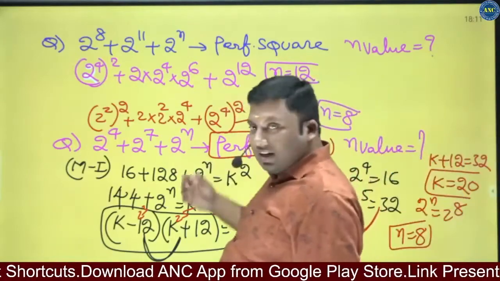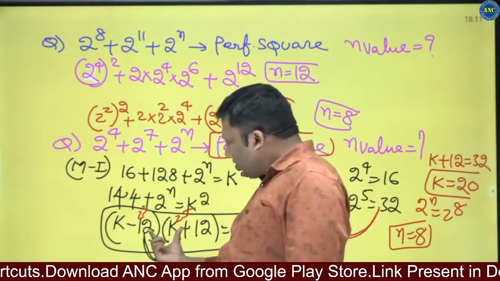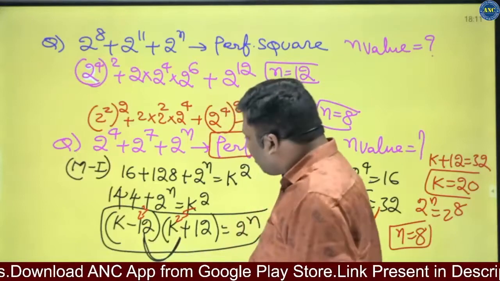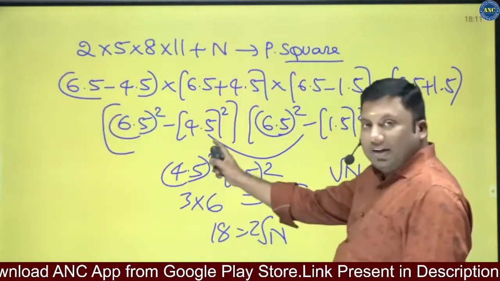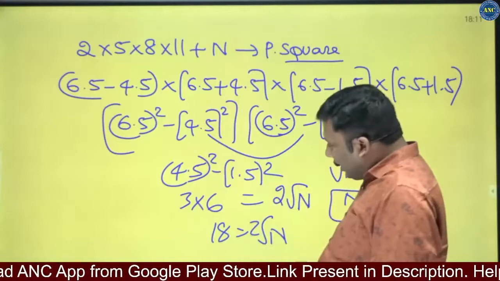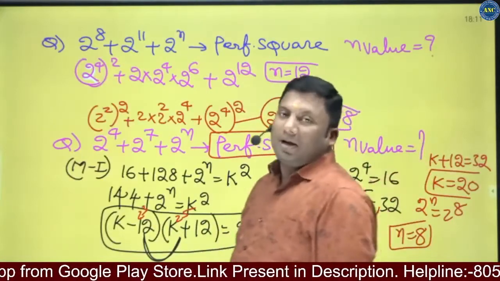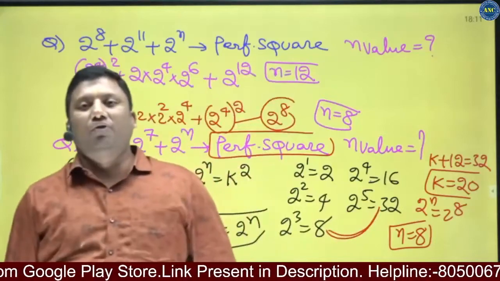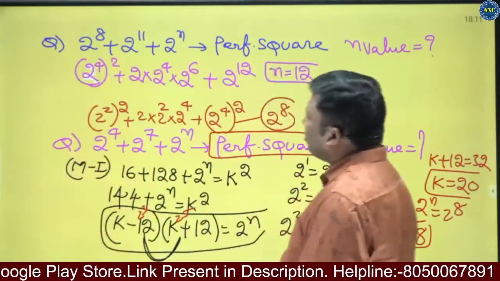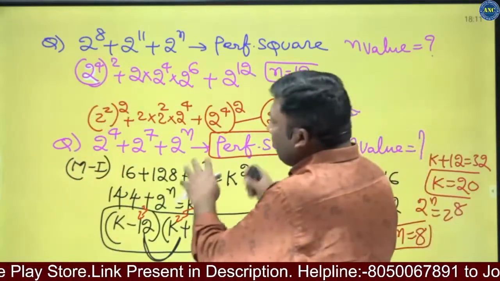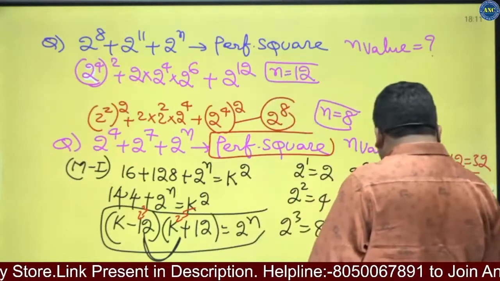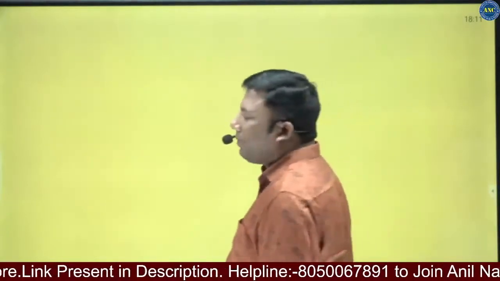I hope this method is clear, because in the previous question we discussed, difference we have seen. Same thing here, difference also we will see. K plus 12, k minus 12 difference is 24. So same approach we will try to do. I hope the logic is very, very clear to you. Let us see one more question based on perfect square.